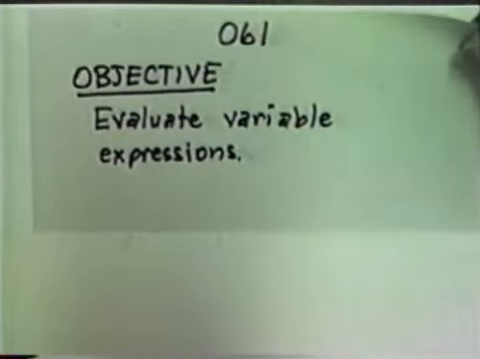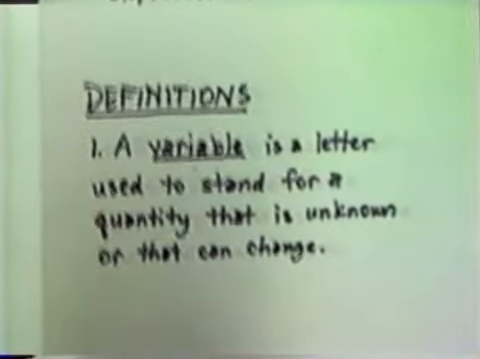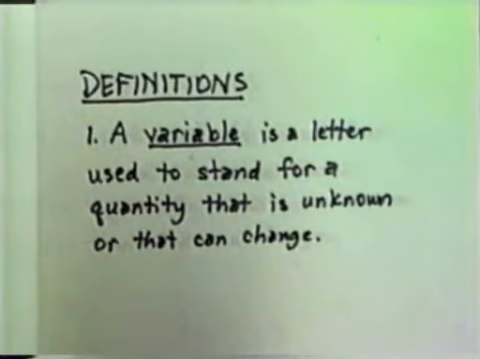To begin with, we need to define the terms that we'll be using in this unit, so let's start with our definitions. The first definition is for variable. A variable is a letter used to stand for a quantity that is unknown or that can change.